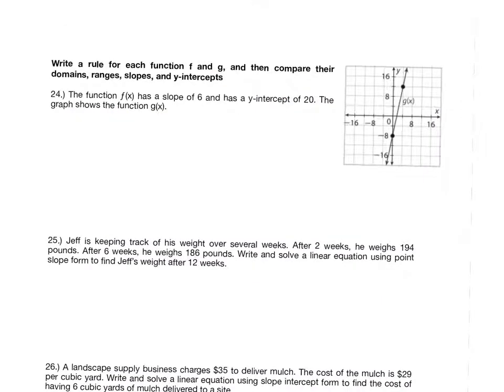The function f of x has a slope of 6 and a y-intercept of 20. The graph shows g of x. So first of all, let's go ahead and write f of x in slope-intercept form. That would be f of x. You have your slope. So f of x is going to be mx. What's our m? Slope is 6. And that's given to us right here. x plus b. What's our y-intercept? It's 20.